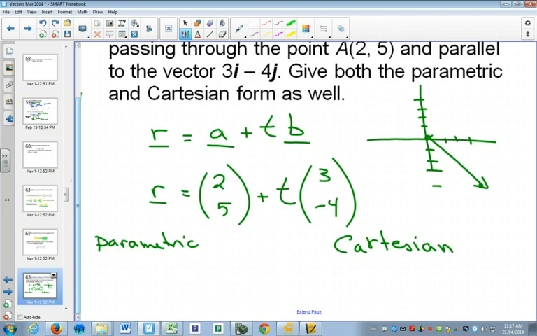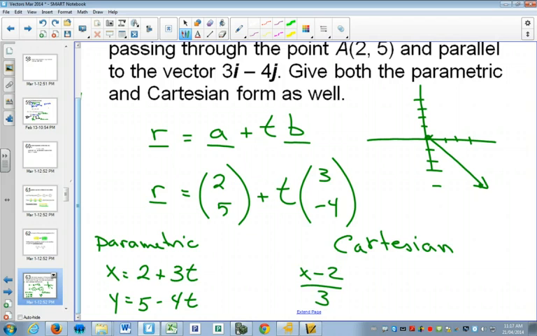So the parametric are just your x coordinates and your y coordinates. So your x coordinate is going to be 2 plus 3t. And your y coordinate is going to be 5 minus 4t. If you solved for t in both of these, one of them would be x minus 2 over 3, and the other one would be y minus 5 over negative 4. Make those equal, and you have your Cartesian form.